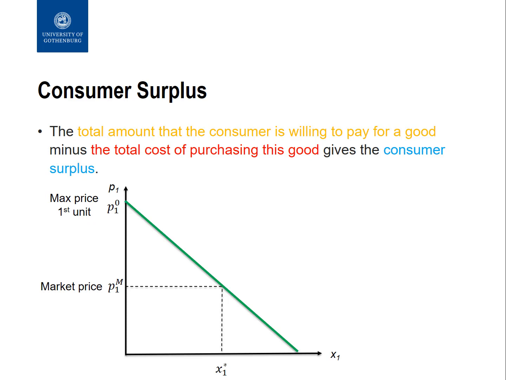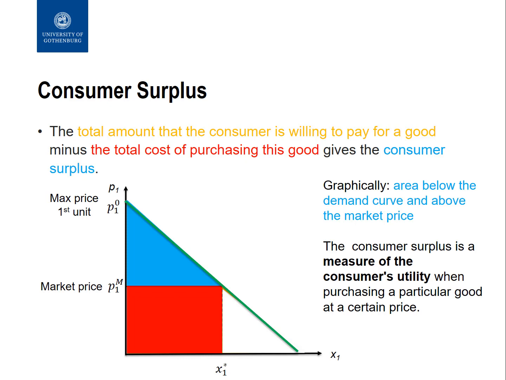Let's summarize what the consumer surplus is. This is the total amount that the consumer is willing to pay for a good, minus the total cost of purchasing this good, which leaves you with the blue area on the graph, namely the consumer surplus. So graphically, this is represented by the area below the demand curve and above the market price. More generally, the consumer surplus is a measure of the consumer's utility when purchasing a particular good at a certain price.